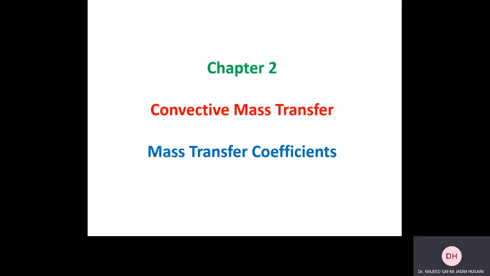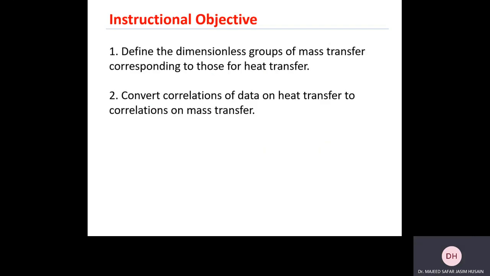Hello, everybody. Today is our third lecture in this week. It's about chapter 2, in which we'll speak about convective mass transfer, and we are dealing with the mass transfer coefficient. But this lecture is very interesting and enjoyable. Why is it enjoyable? Because we'll be dealing with two objectives.